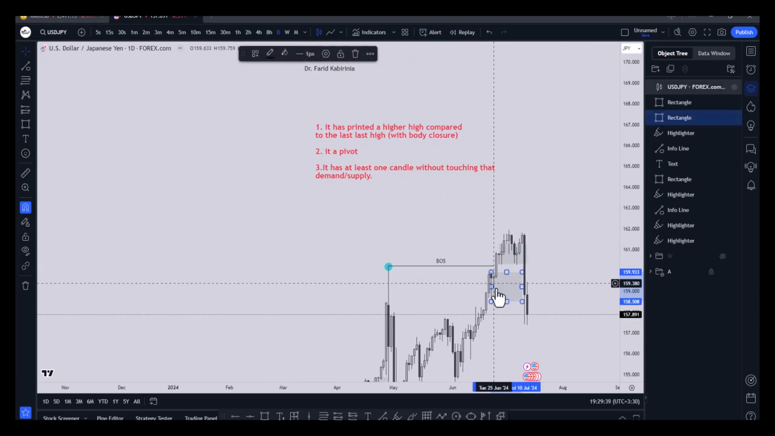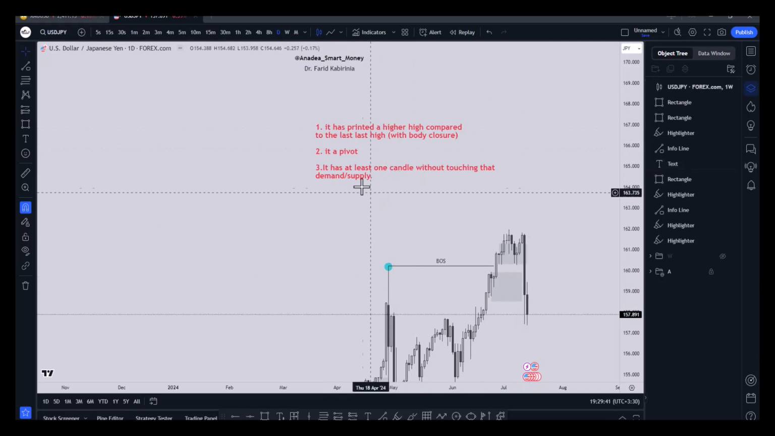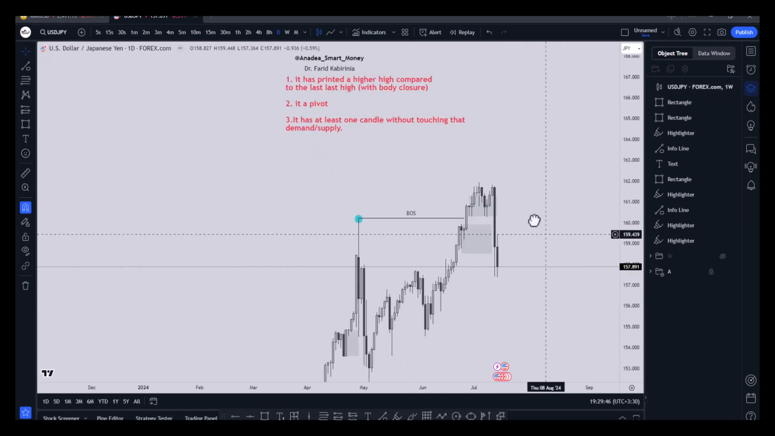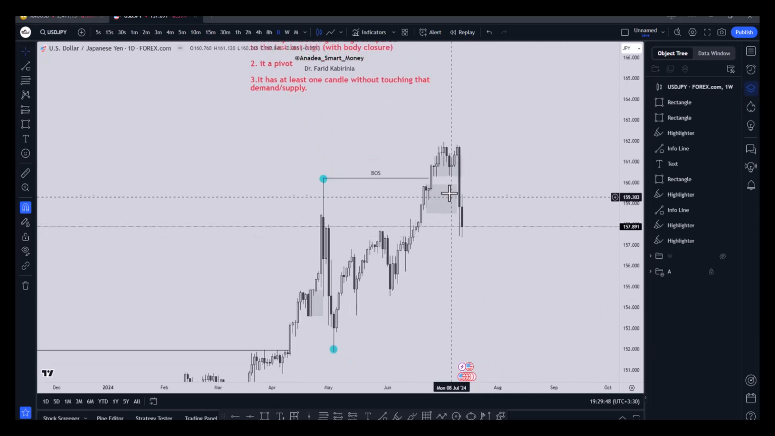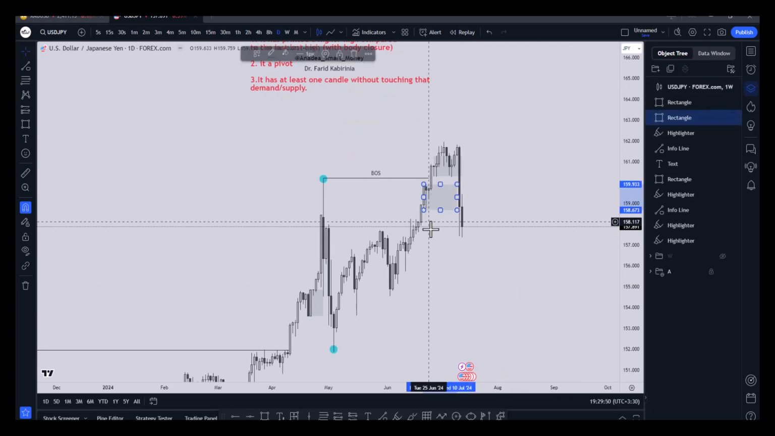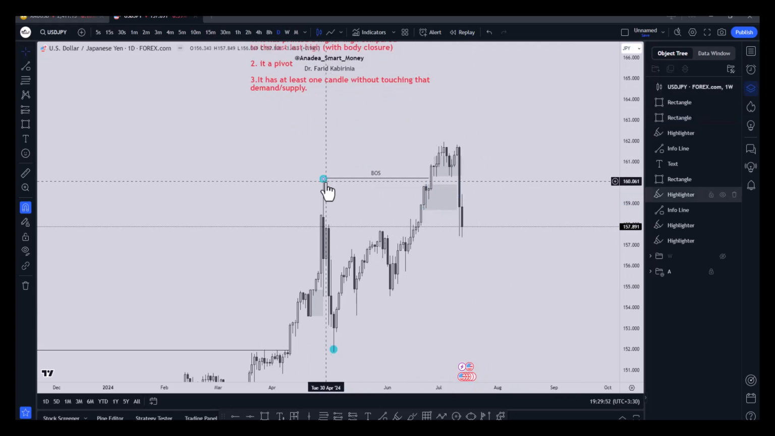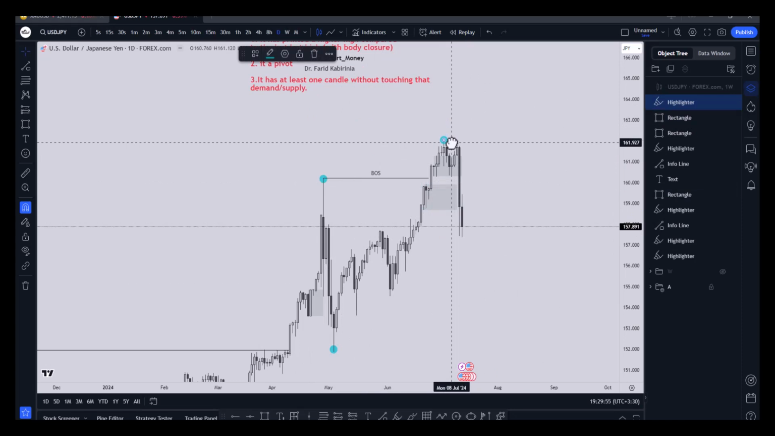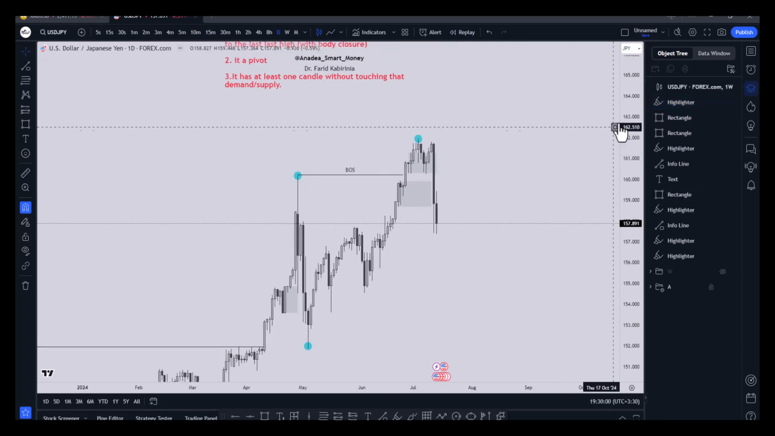Let's check this one. It has printed a higher high. Yes. Is it a pivot? Yes. It has at least one candle, in fact several candles, not touching this demand zone. So our swing high is determined. And where is our swing high? The highest point which price has experienced.